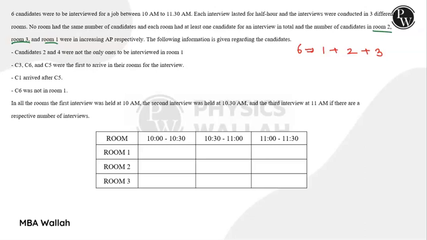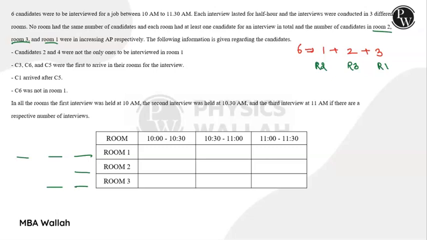So that means in room 2 there is one person, in room 3 there are 2 persons, in room 1 there are 3 persons. So from here we get to know that there will be 3 people in room number 1. In room number 2 there will be only one person, and in room number 3 there will be 2 people. Now we need to identify which person is in which room.